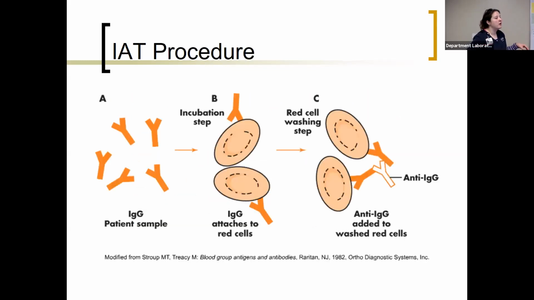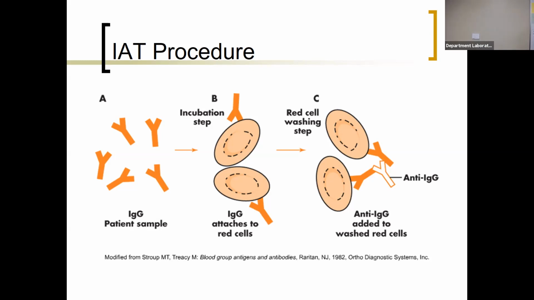So here's what's going on in the IAT. I want you guys to understand the difference between DAT and IAT. Remember in the DAT, we were using patient cells mixed with our anti-human globulin. In the IAT, we're using patient plasma mixed with commercial cells. So you always have to ask yourself where the antigen is coming from, where the antibody is coming from. Okay, so in the DAT, we're looking for antibody-coated cells. In the IAT, we're looking for any unexpected antibodies in patient plasma, right?